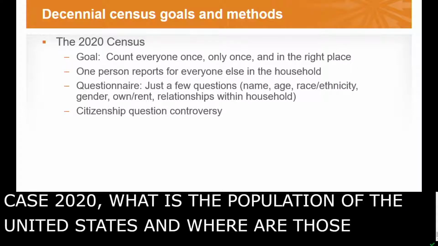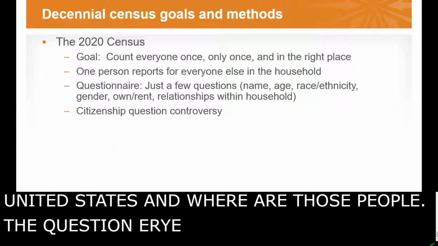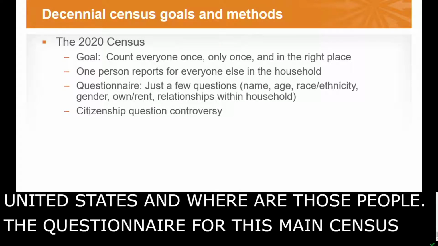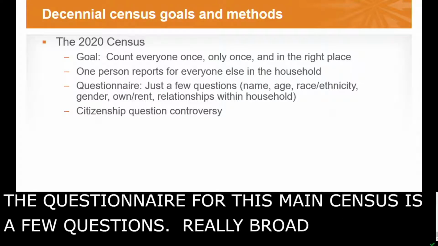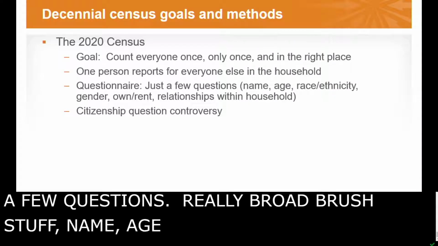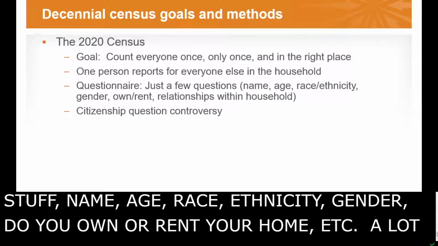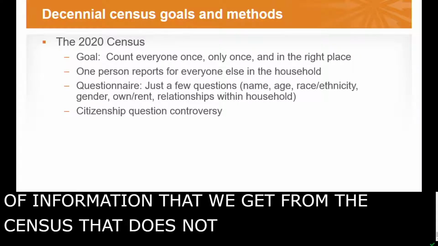The questionnaire for this main census is just a few questions. Really broad brush stuff: name, age, race, ethnicity, gender, do you own or rent your home, etc. It's a lot of detail that we get out of the census that doesn't come from the main census itself. That's important to understand.